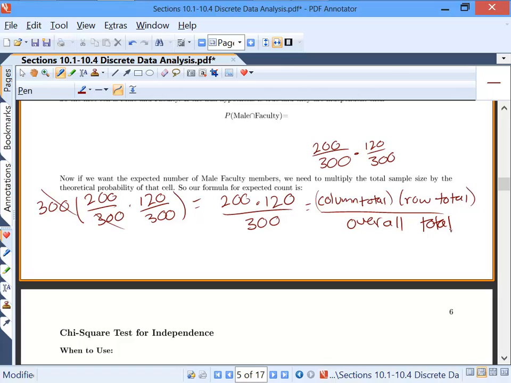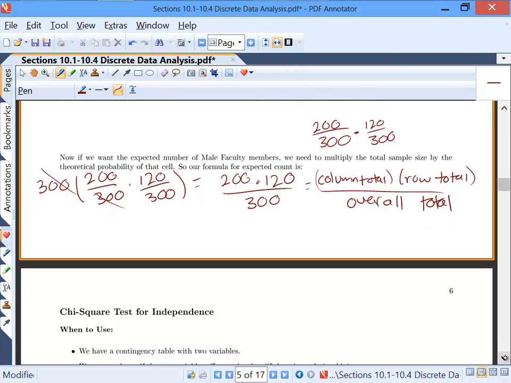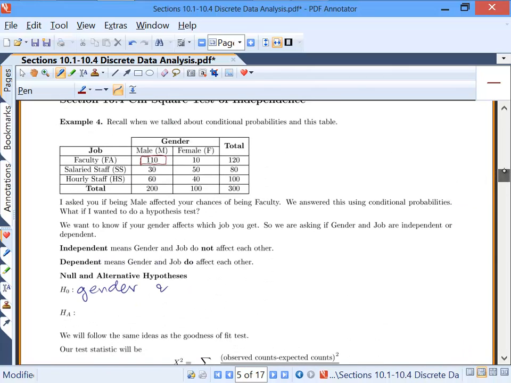Okay, so for our chi-square test for independence, every time you want to find an expected count for any cell, you just have to do column total times row total divided by the overall total. Now, this only works for the chi-square test of independence because we're working under the assumption that our cells were independent, and that was why we just did that multiplication for the probability. So we have our chi-square test of independence. We use this if we have a contingency table of two variables. Remember, our contingency table is just anytime you divide out like this and you have two variables, so gender and job.